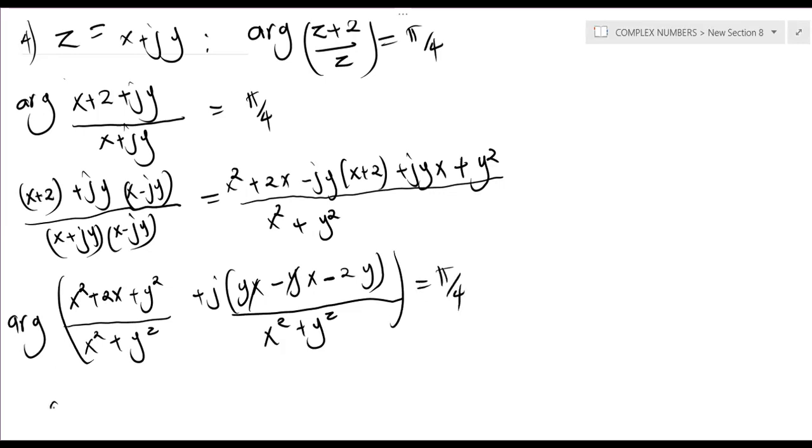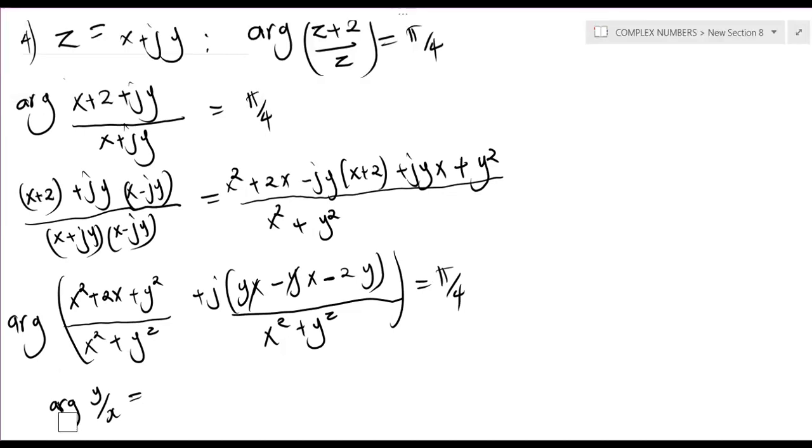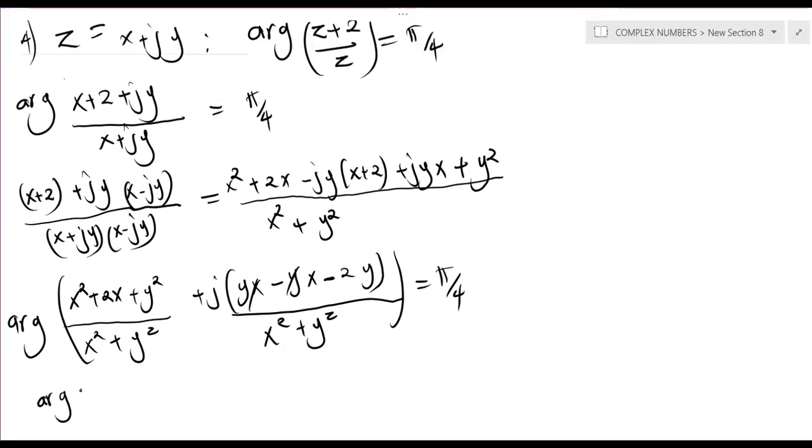Now we all know that when we're defining arg z, basically, let me write it this way. So arg z is equal to tan inverse of y over x. Okay, so our arg right here will be equal to us having the value of y over x. And what is our y? Our y is this imaginary part.